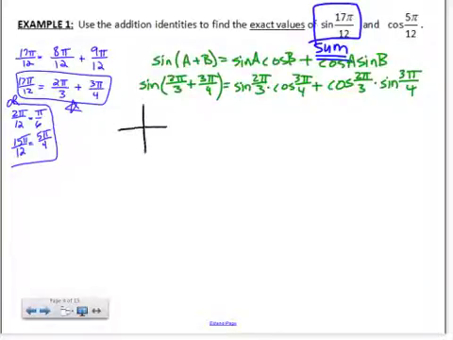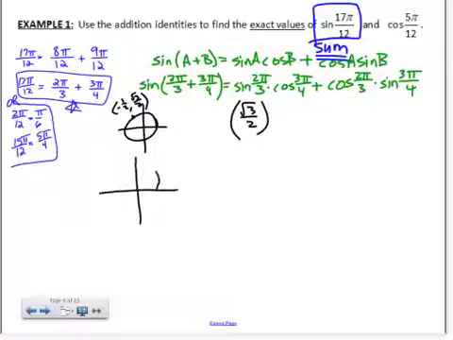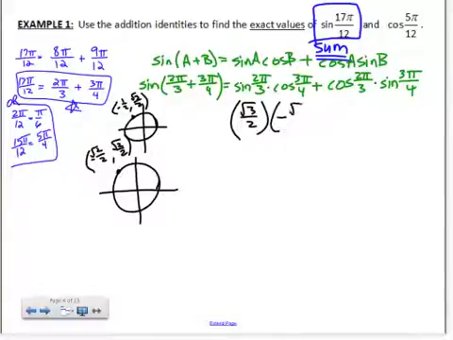2 pi over 3 is here, and that is the point -1/2, square root of 3 over 2. So for 2 pi over 3, the sine is square root of 3 over 2. 3 pi over 4, again, has a reference angle of pi over 4, so it's square root of 2 over 2, but that one's negative. Cosine is, in parentheses, negative square root of 2 over 2.